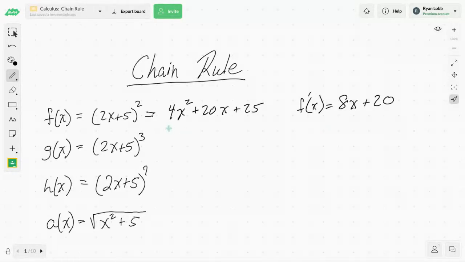We use our power rules and some other rules implicitly that we aren't really thinking about. We just kind of go through the motions. Now it's pretty easy to take the derivative of 4x squared, the derivative of 20x, and the derivative of 25 and add the results. So we could do it that way without the chain rule.